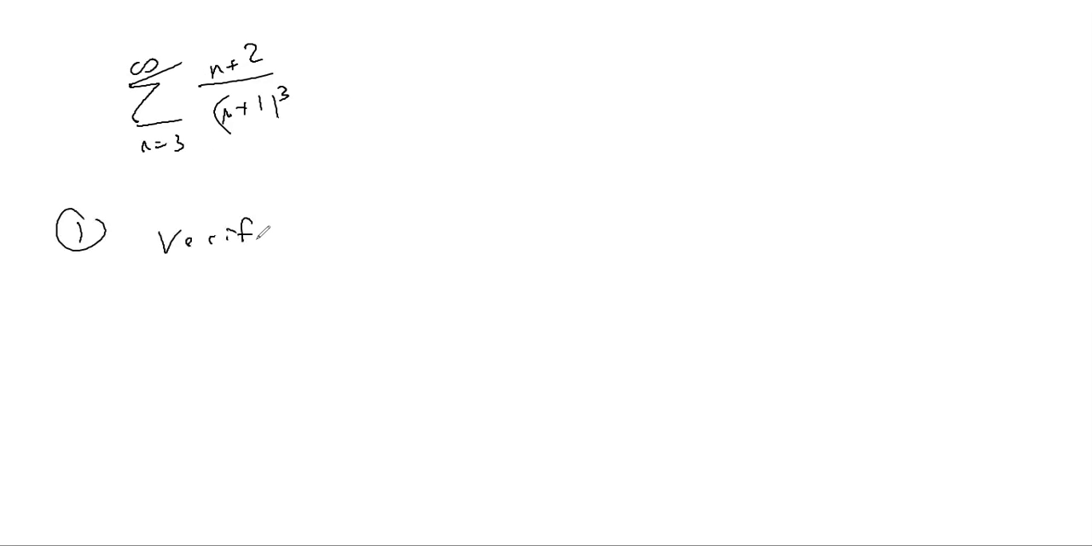Let's just start from scratch. Limit n plus 2 over n plus 1 cubed. This shouldn't be limit, this should be a series. So I'm doing this series. We started at 3. Okay, so 1, verify all positive. Again, that's good. And I know at this stage I'm going to do a limit comparison test with 1 over n squared.